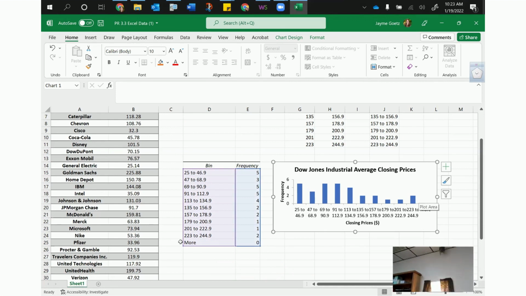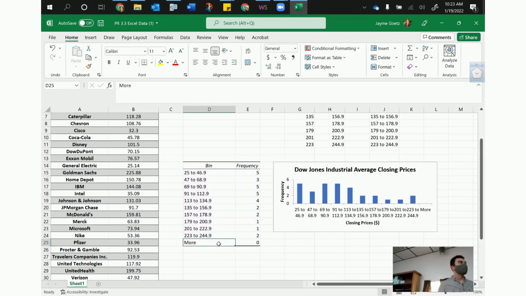Now, let's talk about this "more" down here. I don't like this "more" because it's like, is there any price that's more than 244.9? We already know that there's not because we created these bins. I want this "more" to go away, right? Now you could come over here and click on this guy right here and click delete and you'll notice that it'll go away, but this space is still there. So that doesn't help me, right? So here's how we're going to get it to go away.